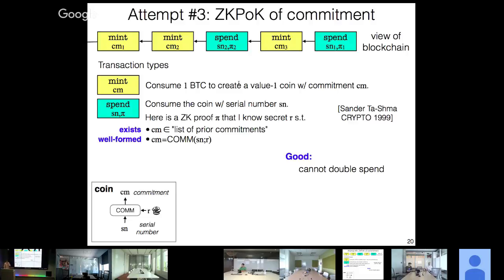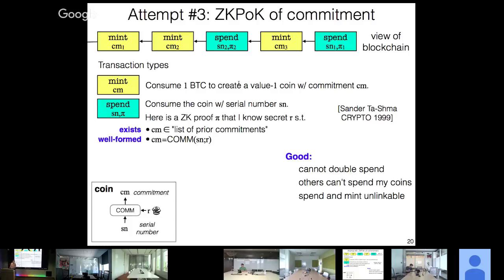So what's good about this design? First, it's still the case I cannot double spend because we still have this idea of serial numbers. We still have trapdoor information about coins, so it's not like arbitrary people can spend my coins. But now spend and mint are unlinkable because when you spend, you don't know which of the previous mints. Now, of course, you do know that it relates to one of the previous mints because you can only spend things that have been created. So there's an anonymity set there.